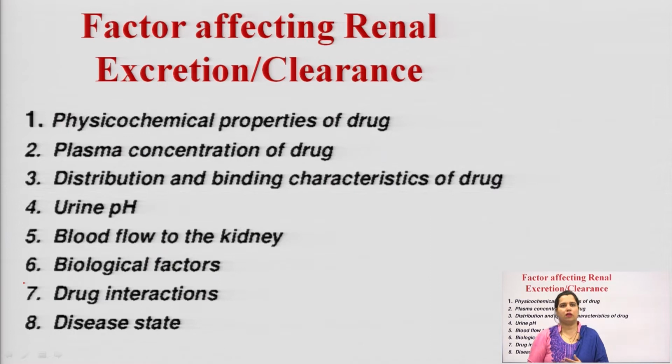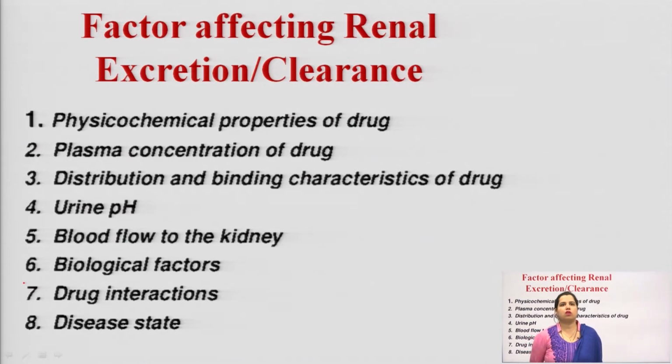various factors affecting renal excretion and clearance. After studying the methods of identification, we need to know what the different factors affecting renal excretion and clearance are. First is physicochemical properties of the drug. I will explain one by one: plasma concentration of the drug, distribution and binding characteristics of the drug, urine pH, blood flow to the kidney, biological factors, drug interactions, disease states. Basically, physicochemical properties of the drug include its nature, partition coefficient, physical nature, chemical nature, melting point, solubility, pKa, absorption constant, pH, partition coefficient, log P, HLB. All these parameters come under physicochemical properties of the drug.